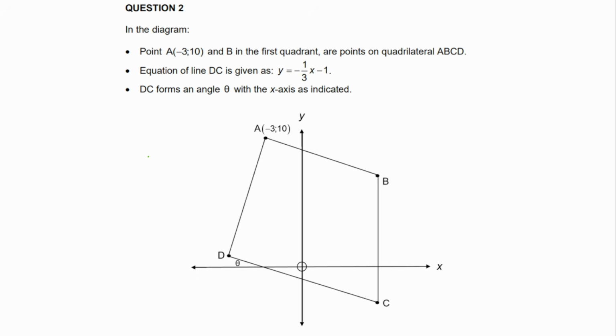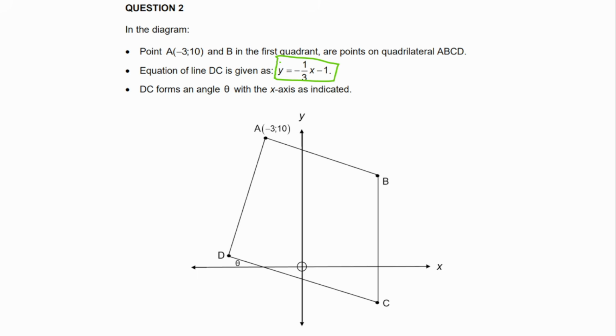Okay. Now we're given this quadrilateral. It says the point A is given -3,10 and B in the first quadrant are points on the quadrilateral ABCD. So we can see that all the information there is given. Then it says equation of line DC, so that line at the bottom is given by this. So this is obviously quite important. Make sure you highlight it or don't forget this information on your exam paper.